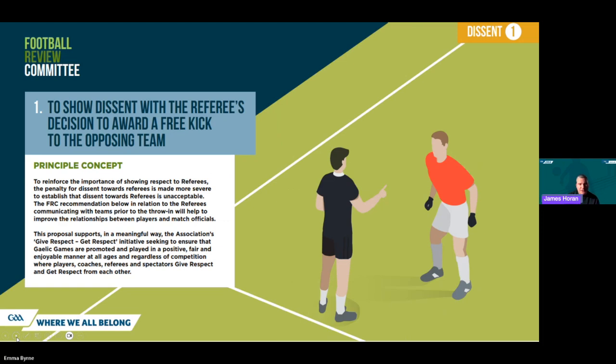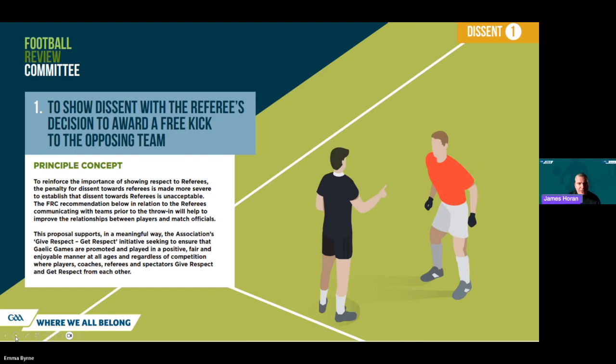Okay, so just onto the specific dissent categories. The first one is to show dissent with the referee's decision to award a free kick to the opposing team. So this is an area where there'll be lots of behavioural change required, and it will be very interesting as we start trainings and go into the games, the national leagues. So the principle is to reinforce the importance of showing respect to referees. The penalty for dissent towards referees is made more severe to establish that dissent towards referees is unacceptable.